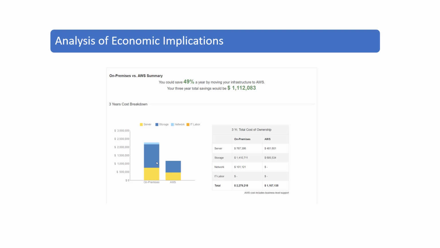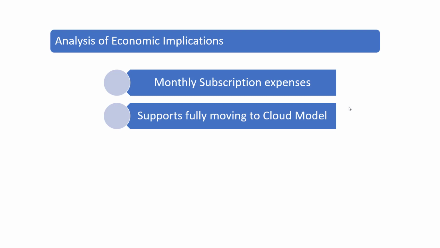So I'm going to go over the economic implication of this. Based on the analysis we've done so far, a total of 49% cost saving each year. That means for servers, storage, network, IT labor, everything comes to about $2.2 million. And the savings on that is going to be about 49% a year if we move all this infrastructure to Amazon Cloud services. So based on the analysis, the implication is we're going to have just monthly subscription expenses. And this analysis supports us fully moving all our cloud, our storage, our VMs to the cloud.